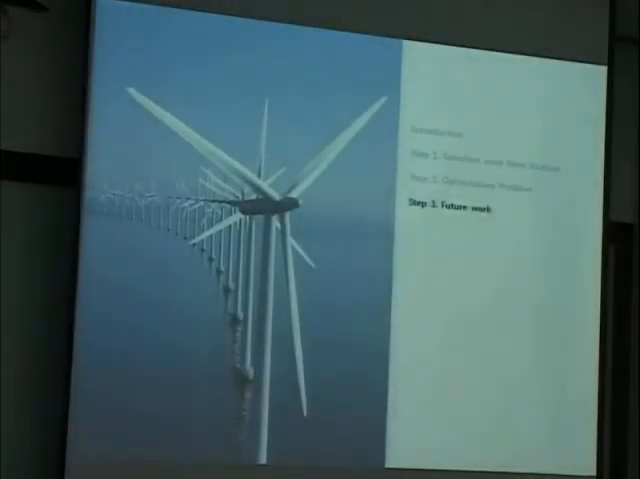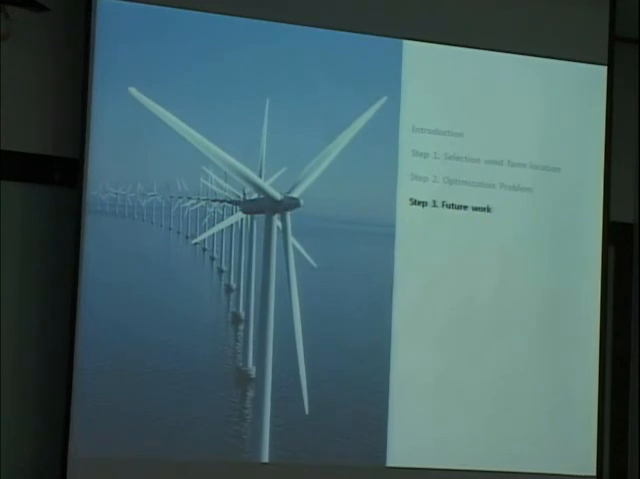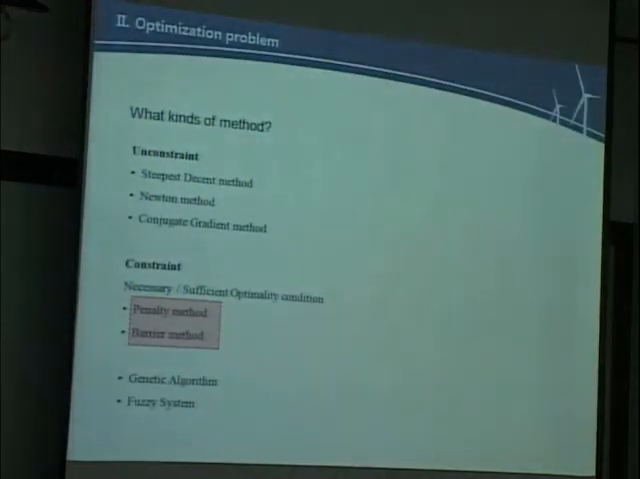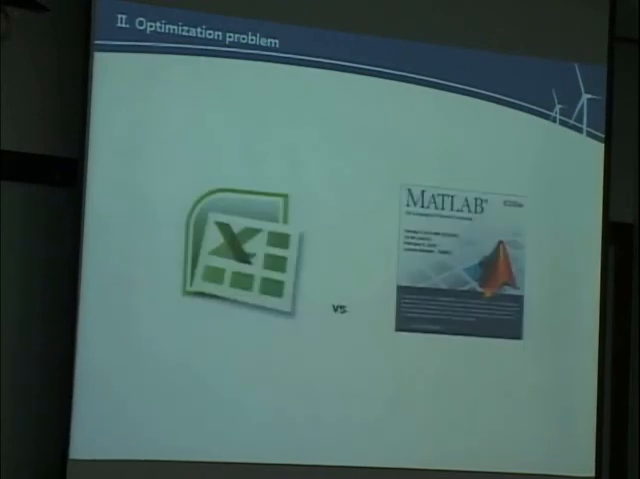So finally, the last step is our future work. Our future work is to solve the optimization problem. We have lots of choices of methods. Our problem is a constrained problem, so we are going to use this method. And then we can use Excel or MATLAB. We are going to use MATLAB, because if we want to use Excel, we also have to learn about that.